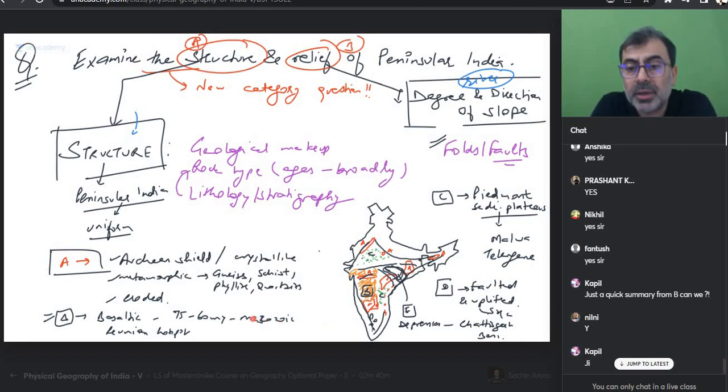Faulted and upliftment. Where is faulting happening? Central India. Faulting. Where did upliftment happen? Southern Hill Complex. Is everyone with me?